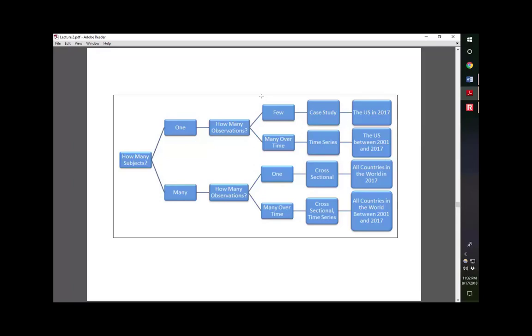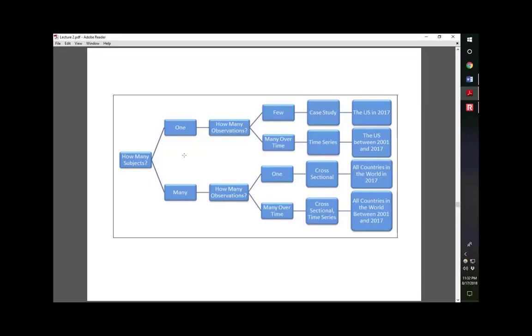If your variable only applies to one subject, but you have multiple observations for that subject, then you have a time series variable. An example of this would be studying democracy in the United States between 2001 and 2017. There would only be one subject, the United States, with multiple observations between 2001 and 2017.